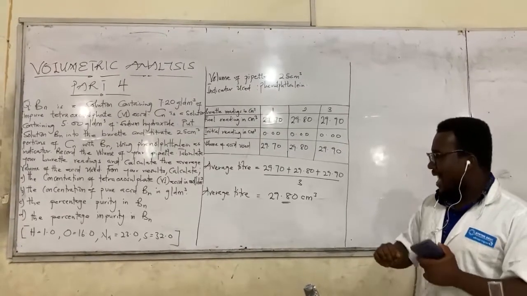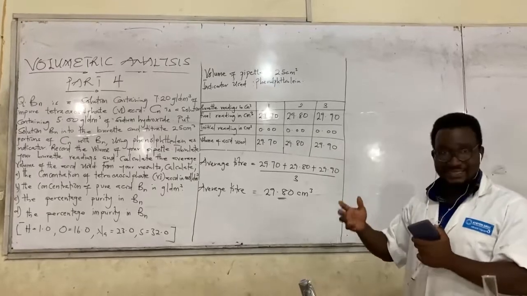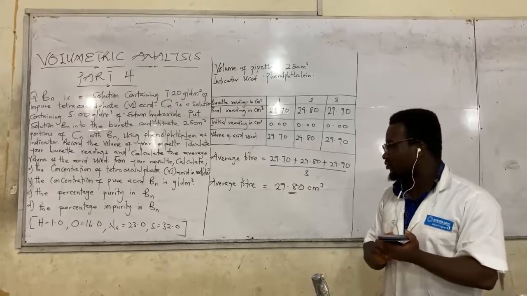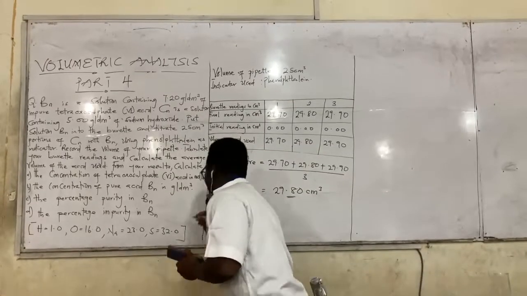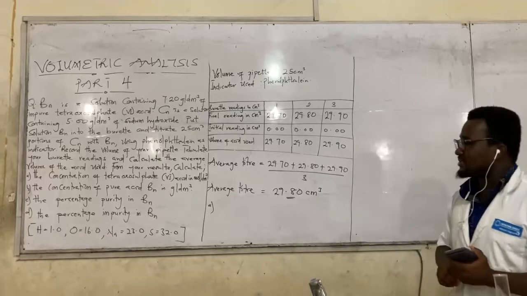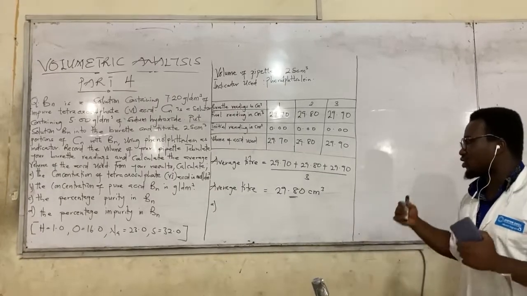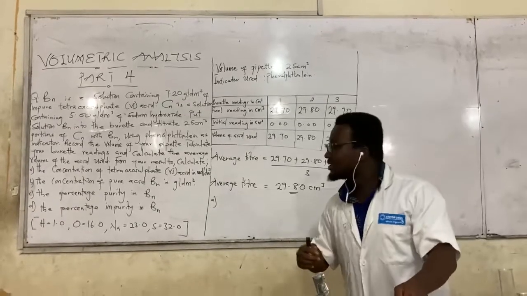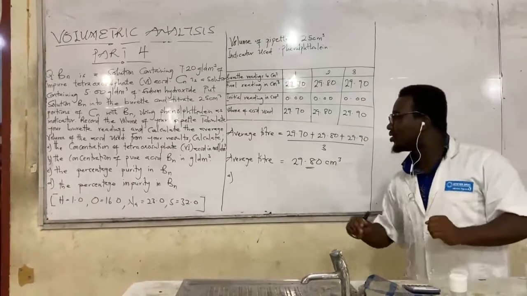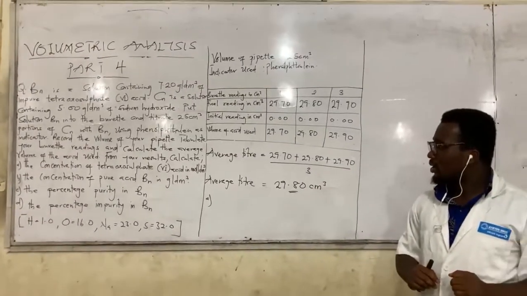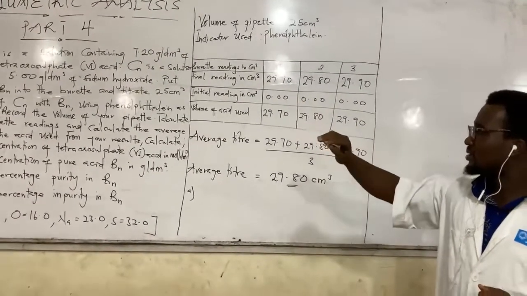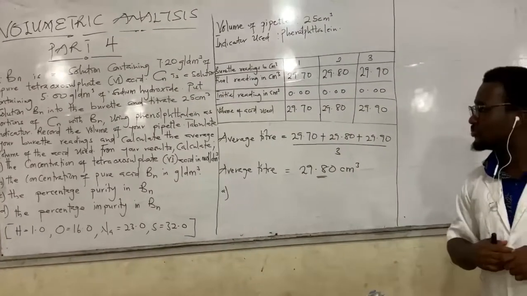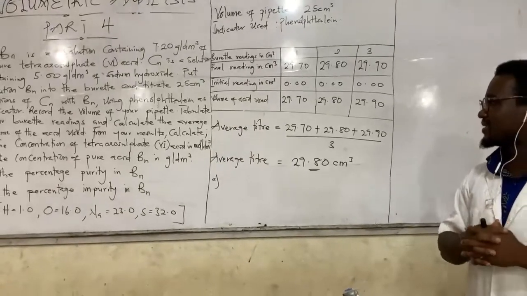Therefore, I will be able to further make the analysis. So I'm going to start with the analysis from the first question, which is A. The A part of the question says, the concentration of tetraoxosulfate VI acid in mol per dm³. Now, let's look at the general idea concerning the question. BN is a solution containing 7.20 grams per dm³ of impure tetraoxosulfate VI acid.